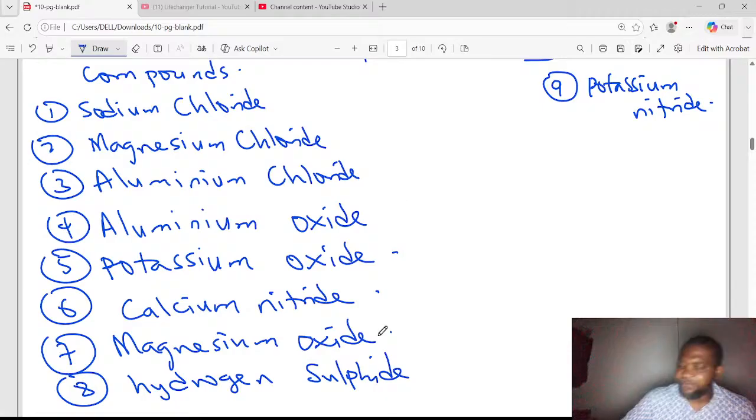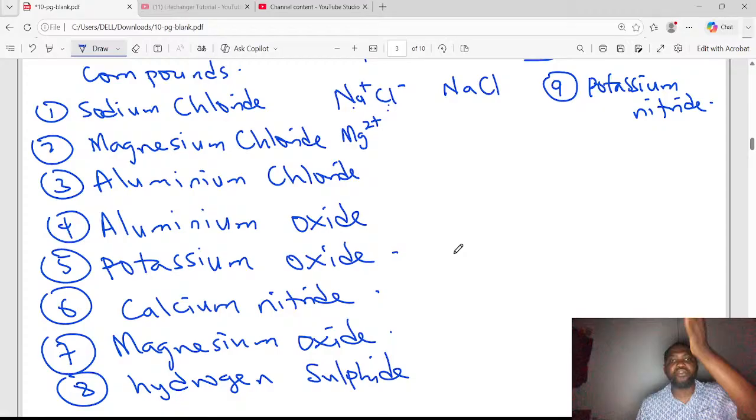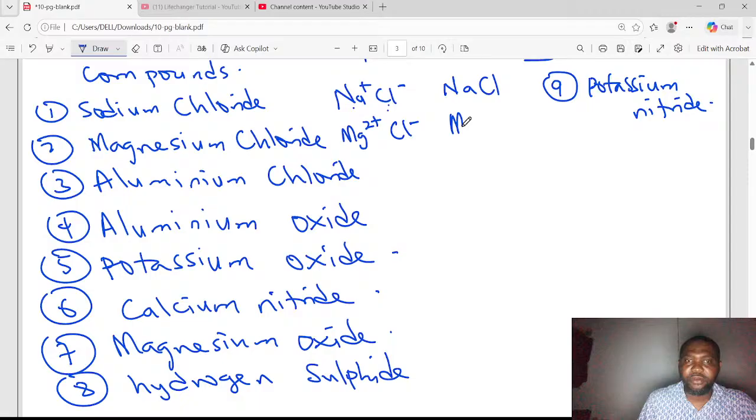Now, please follow me accordingly. Sodium is +1, that's the valency, a group 1 element. Chloride is -1, a group 7 element. So sodium chloride, +1 and -1, that's why it's written as NaCl. Magnesium, the valency is +2 because it's a group 2 element. Chloride is -1. So if I want to write magnesium chloride, if they exchange their valency, it's going to be MgCl2.